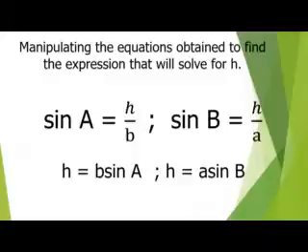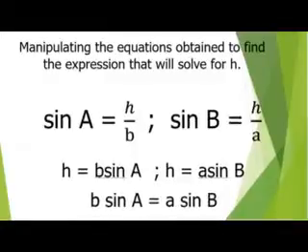Step 3. Manipulating the equations obtained from sine A and sine B to find the expression that will solve for h, we have h equals b sine A by multiplication property of equality, and h is equal to a sine B. Equating both equations of h, we have b sine A is equal to a sine B since both are equal to h.